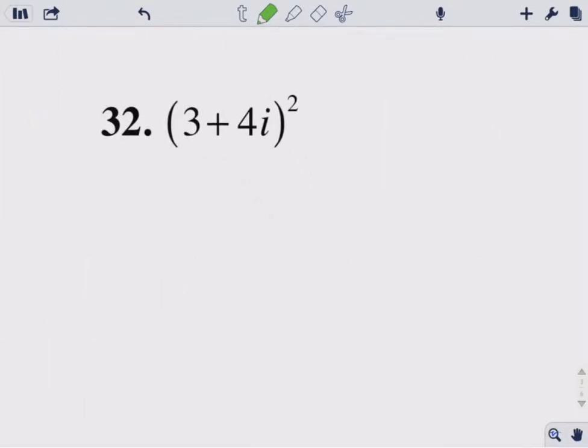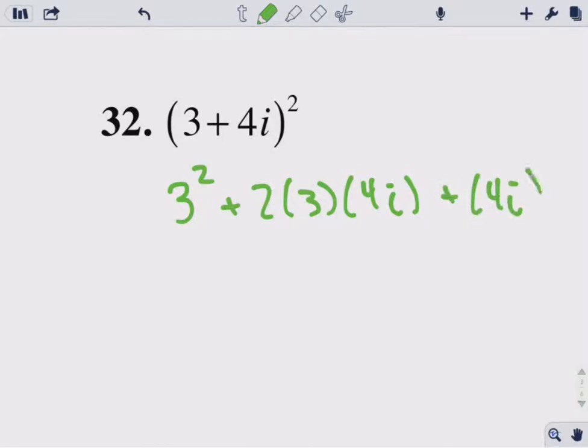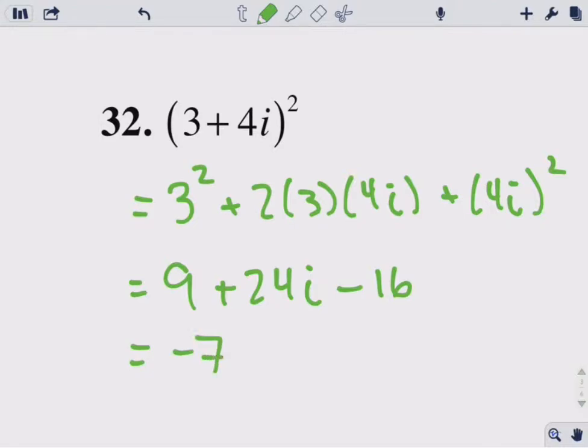This is a perfect square trinomial, so you get 3 squared plus 2 times 3 times 4i plus 4i squared. Feel free to FOIL that out if you want to. It's the same thing. You get 6 times 4, you get 24i, and then you get 16i squared, which is negative 16. 9 minus 16 is negative 7 plus 24i.